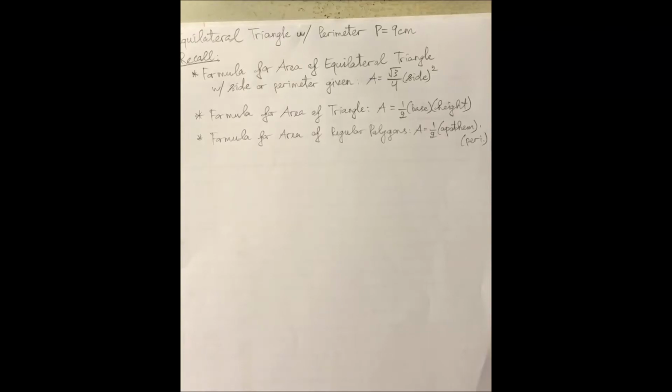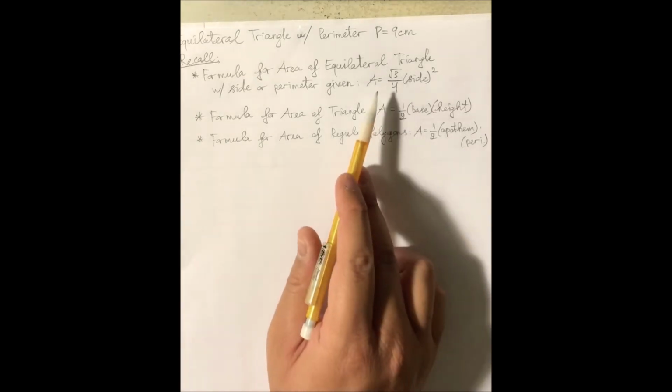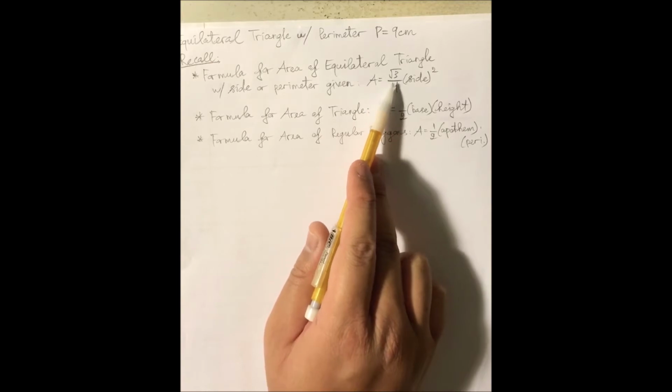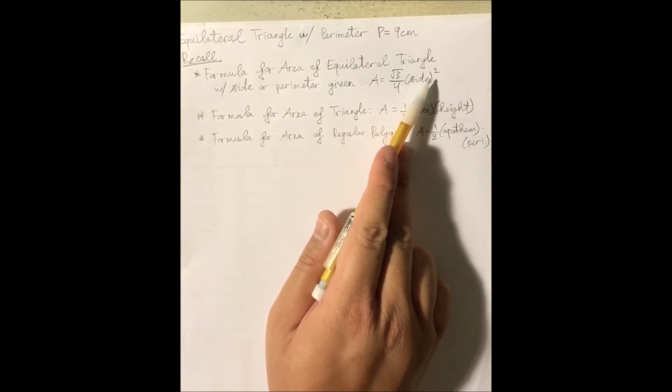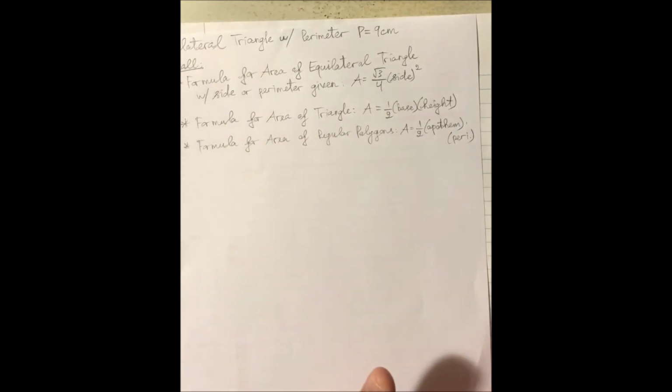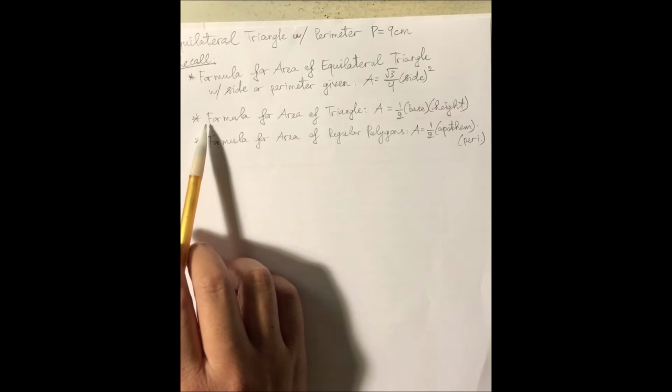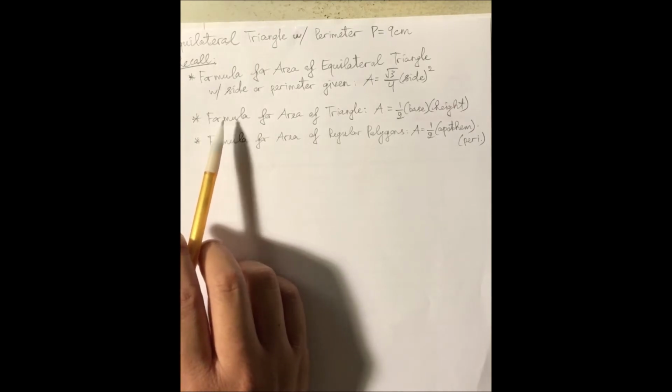Okay, in this first example of finding the area for regular polygons, we are given an equilateral triangle with the perimeter being 9 centimeters. Now recall the three formulas. The area of an equilateral triangle is square root of 3 over 4 multiplied by the side raised to the second power. The formula for the area of a triangle is 1/2 times base times height, as you have been seeing.